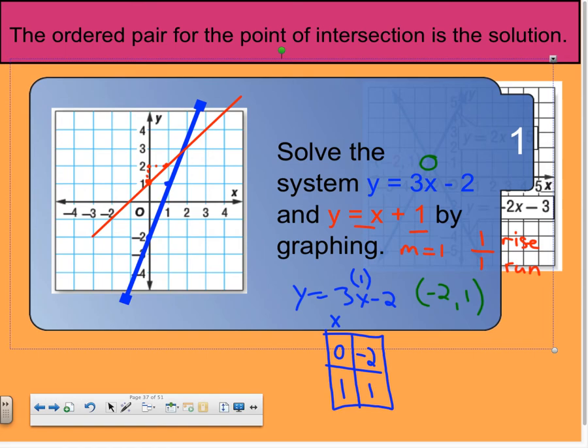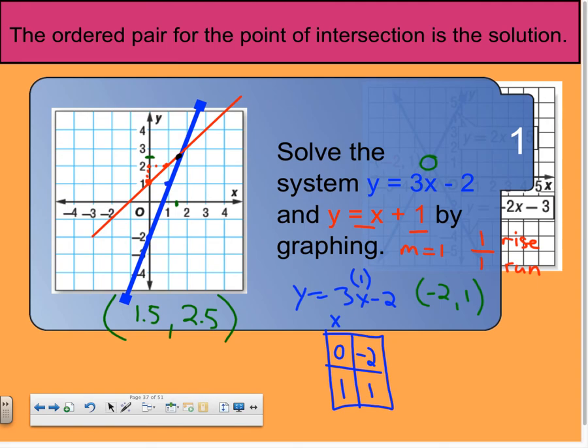All right, so now we have two lines graphed, and remember the solution to this is where these two cross, and it looks to me like they're crossing right about there. So it looks to be the point maybe 1.5 on the x-axis and about 2.5 on the y-axis. So the point of intersection would be 1.5 and 2.5, and that would be the solution to this system of equations.